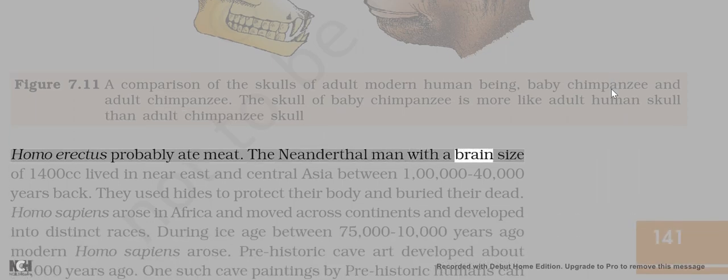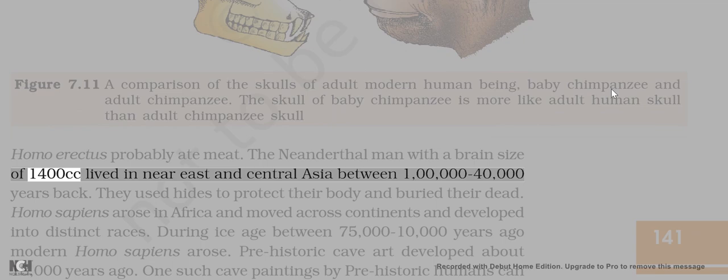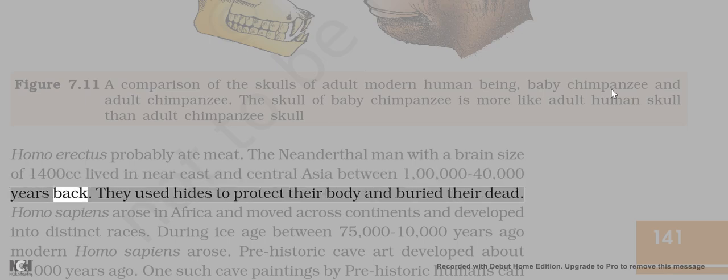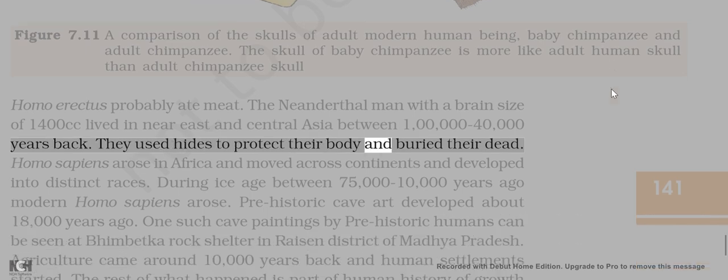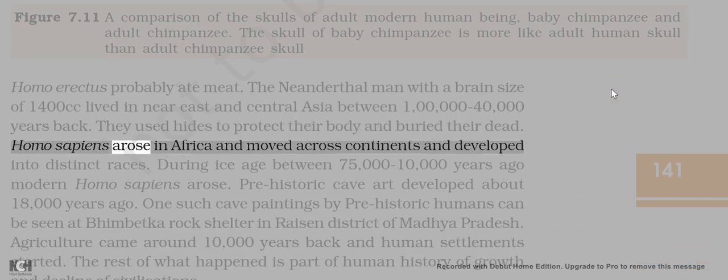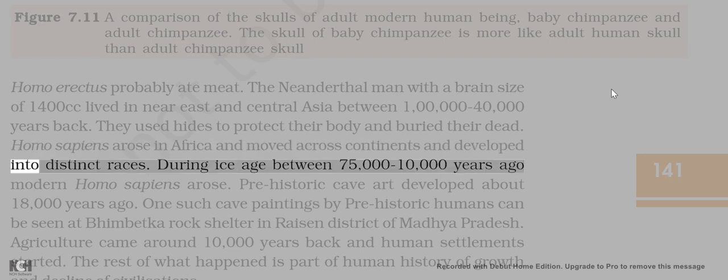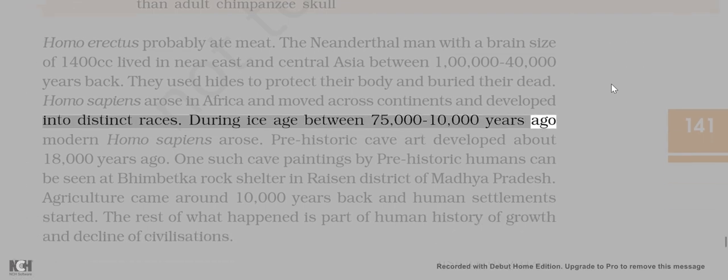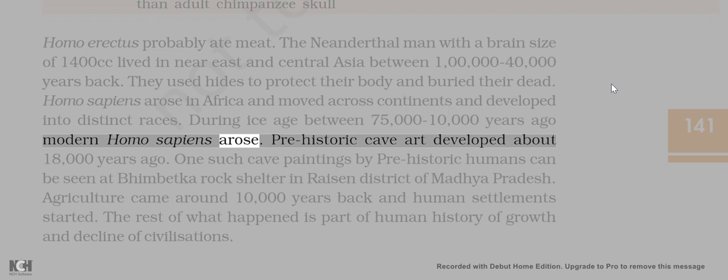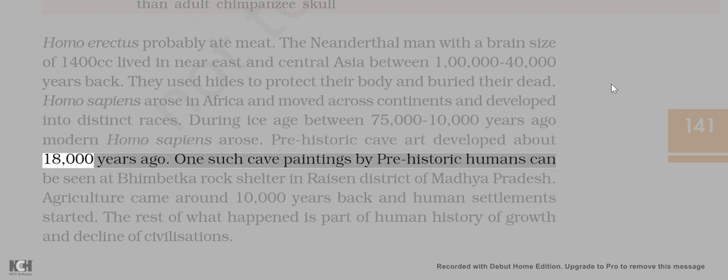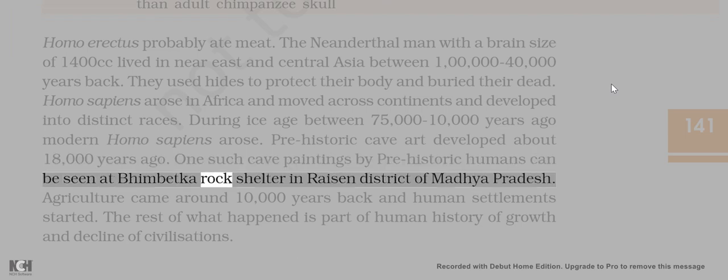The Neanderthal man with a brain size of 1,400 cubic centimeters lived in Near East and Central Asia between 100,000-40,000 years back. They used hides to protect their body and buried their dead. Homo sapiens arose in Africa and moved across continents and developed into distinct races. During Ice Age between 75,000 to 10,000 years ago, modern Homo sapiens arose. Prehistoric cave art developed about 18,000 years ago. One such cave painting by prehistoric humans can be seen at Bhimbetka Rock Shelter in Raisen District of Madhya Pradesh.